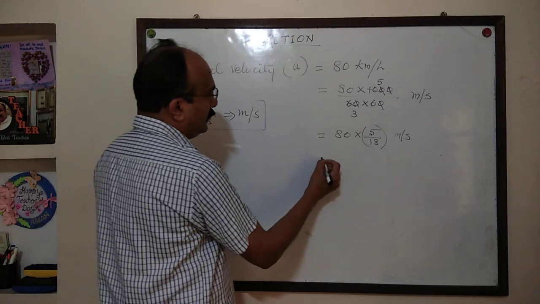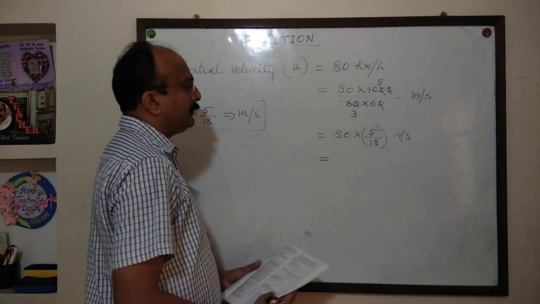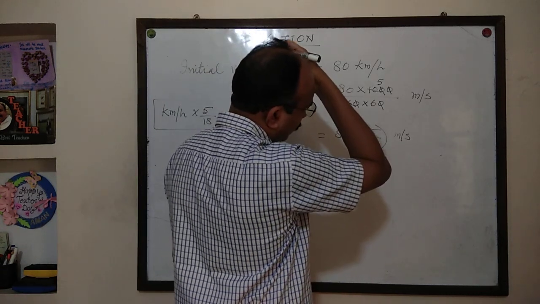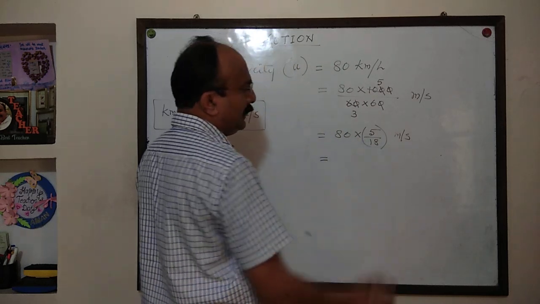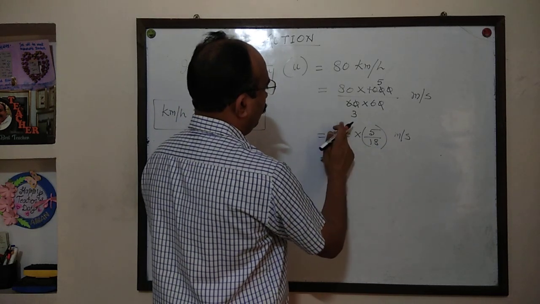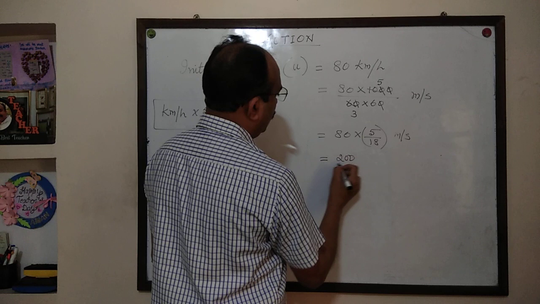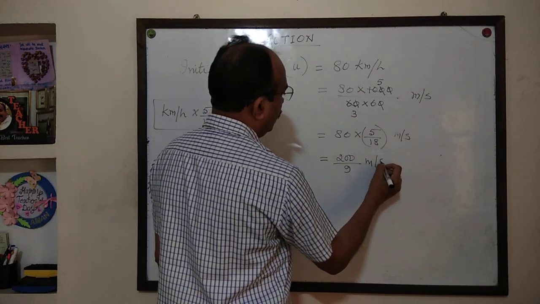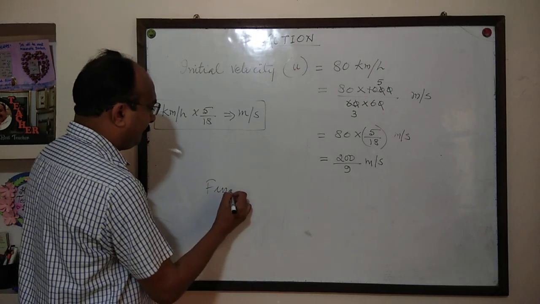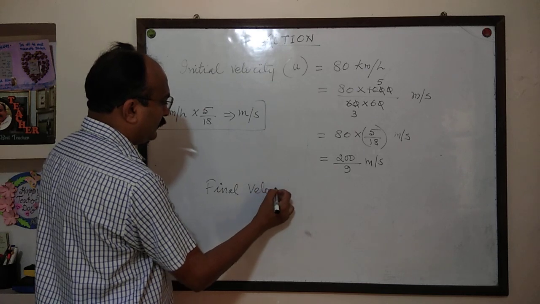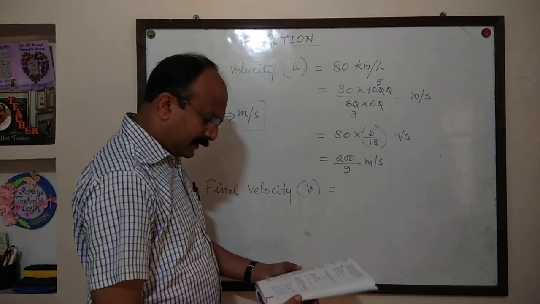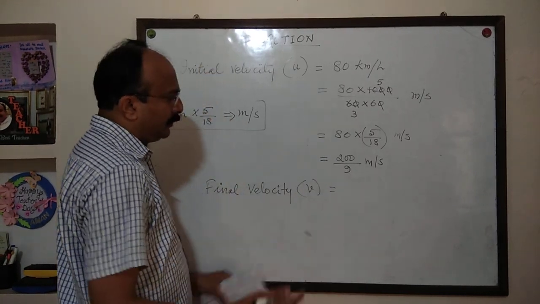So now you can cut it. Now you can cut it by 18. Once again, 40 into 5, 200, 200 upon 18, and 18 can be cancelled. 40 upon 9, 40 into 5, 200 upon 9 meter per second. Now, final velocity. Final velocity V is given 60 km per hour.